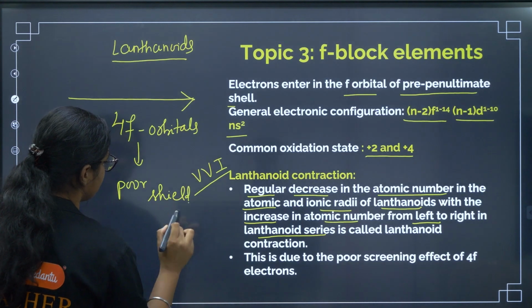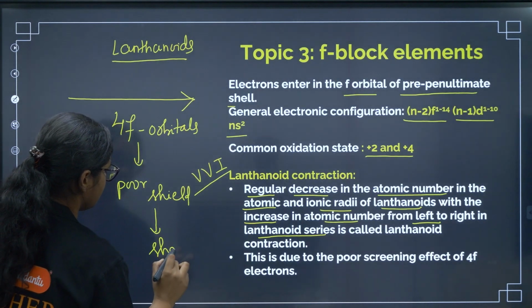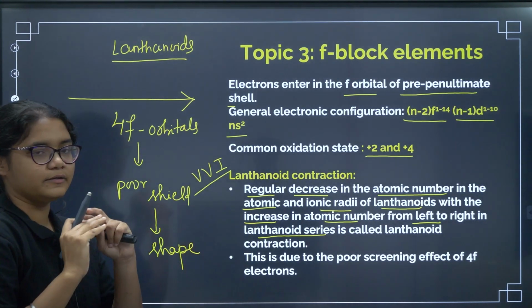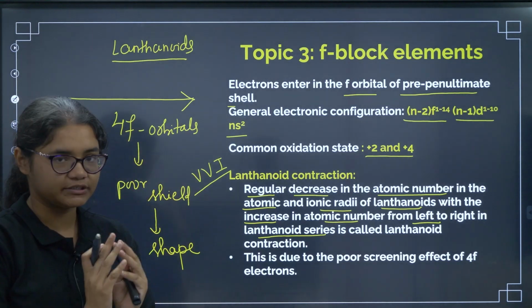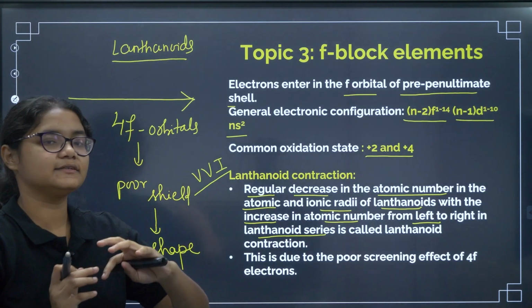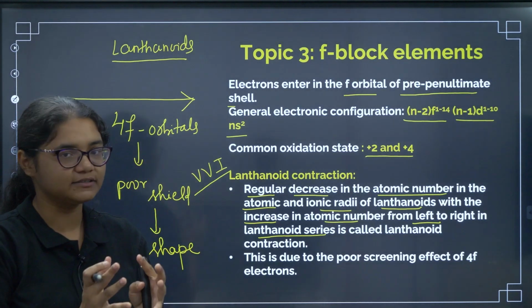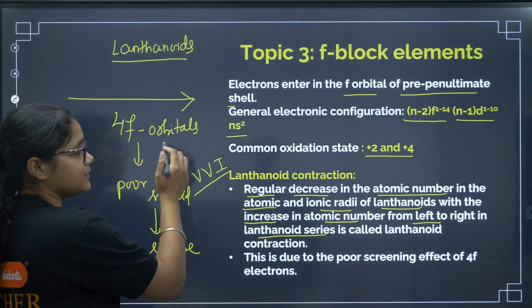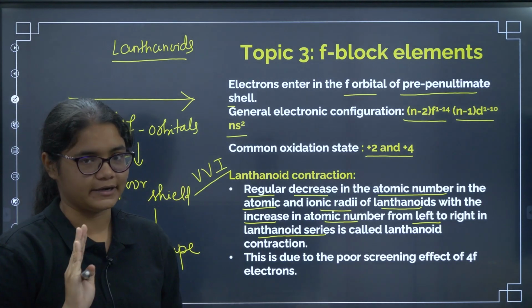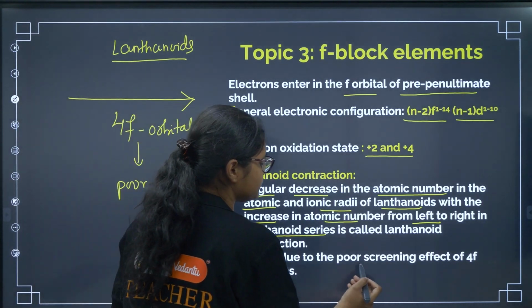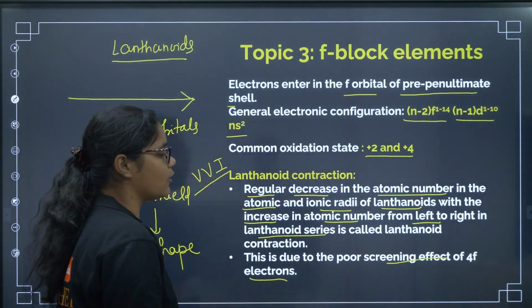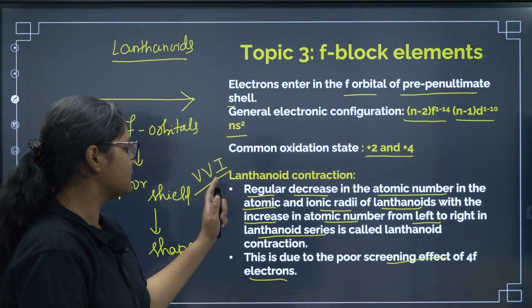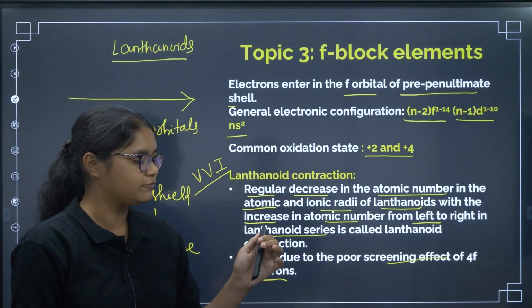Why do they have poor shielding? Because of their shape. Because of their diffuse shape, they are not very good shielders, they have very poor shielding, as a result of which the effective nuclear charge increases and the size decreases more steadily than expected. So this is due to the poor shielding of 4f orbitals or 4f electrons. So the lanthanide contraction definition you have to remember.